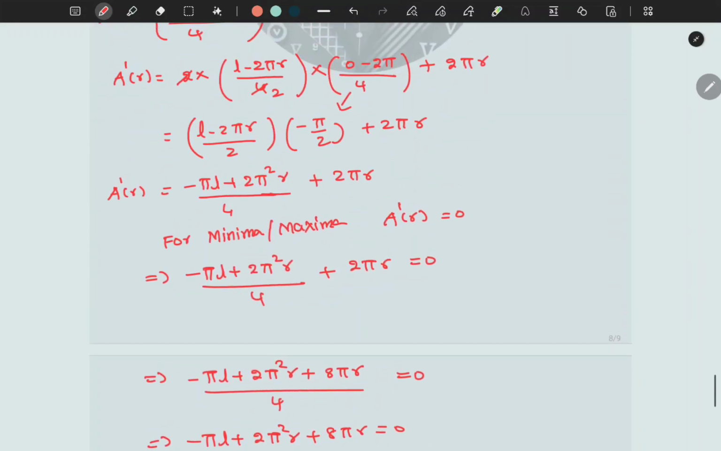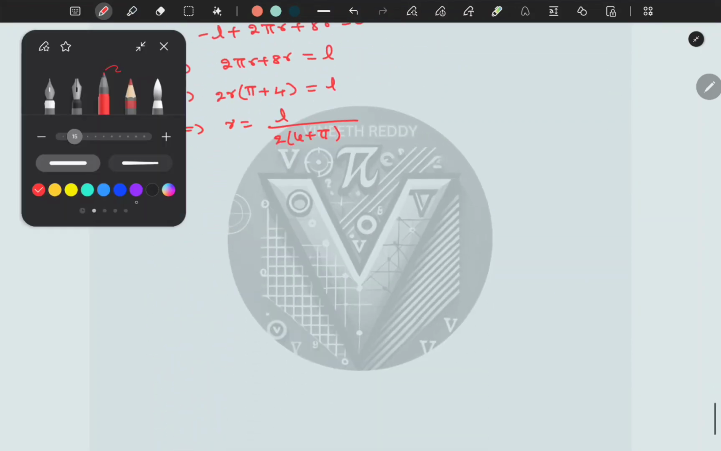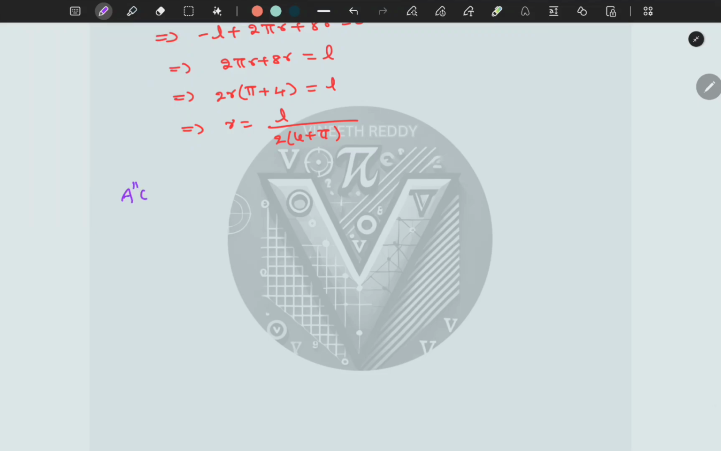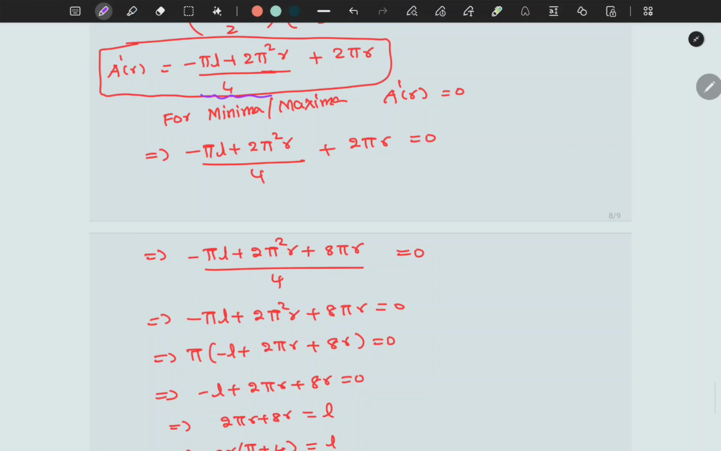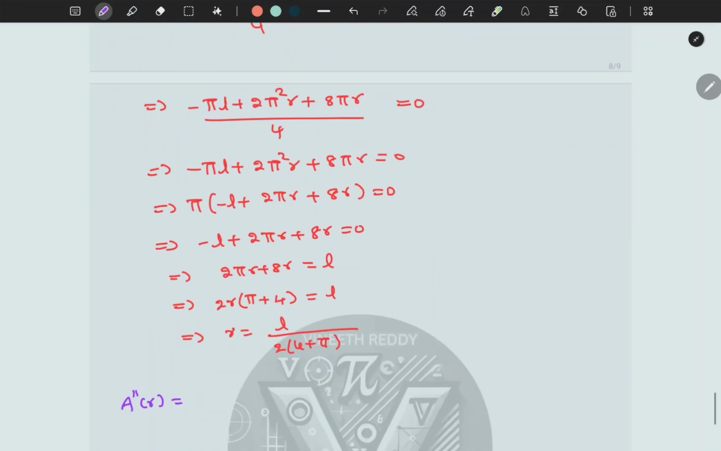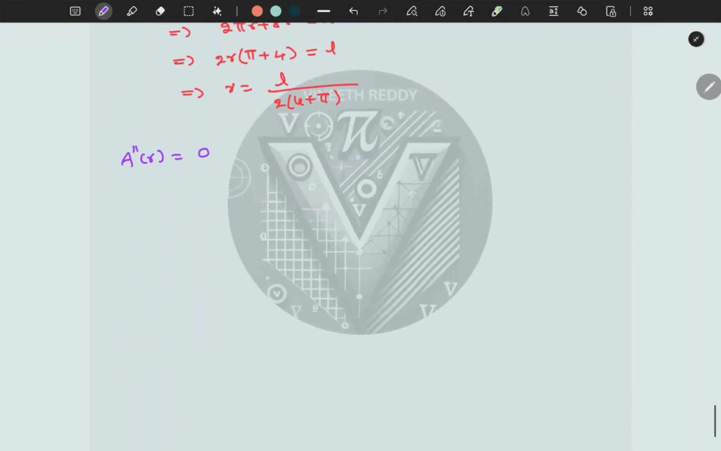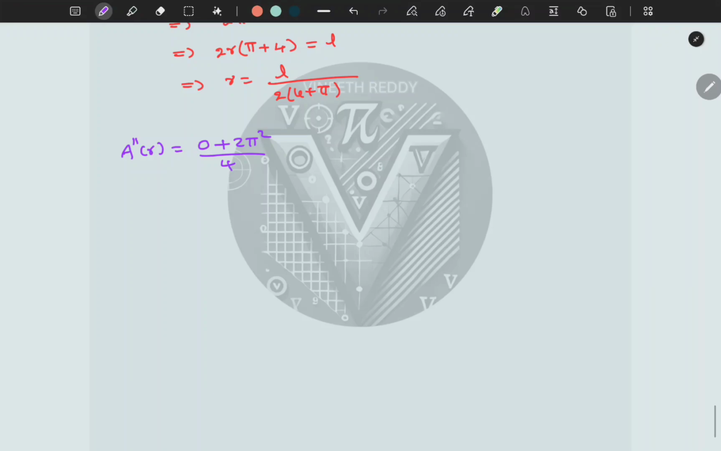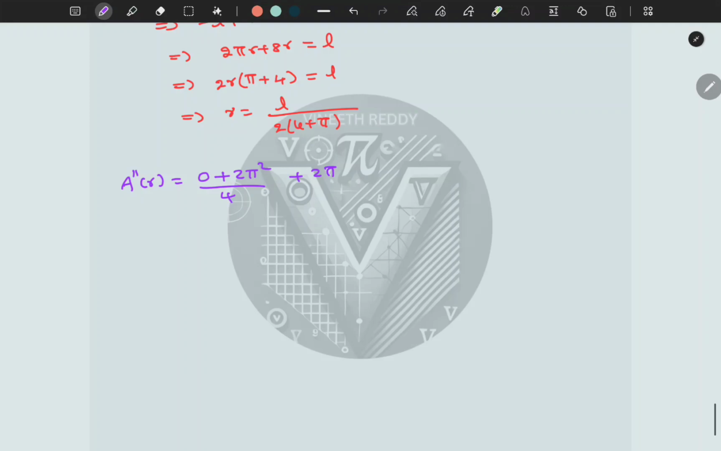Now we have to find whether it is maxima or minima. This is the expression for A dash of R, and now we have to once again differentiate this. A double dash of R will be the derivative of this part, differentiating with respect to small r. The derivative of minus pi L will be 0, because that is a constant. The derivative of 2 pi square R will be 2 pi square, and 4 is a constant in the denominator, so it will be as it is. And the derivative of 2 pi R will be simply plus 2 pi. This value is greater than 0, so therefore we get minimum area.